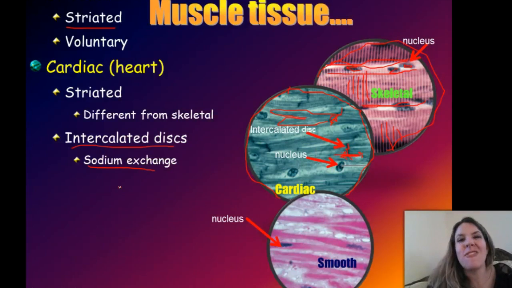I mean, it's just fascinating stuff. And you'll notice that the nuclei of the cells are kind of scattered, so they're not all pushed into one line like they are in skeletal muscle. But there's an intercalated disc right there, etc.